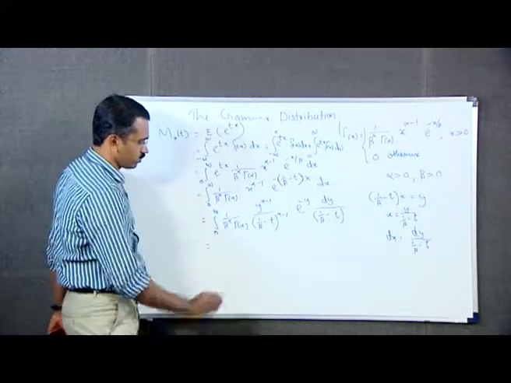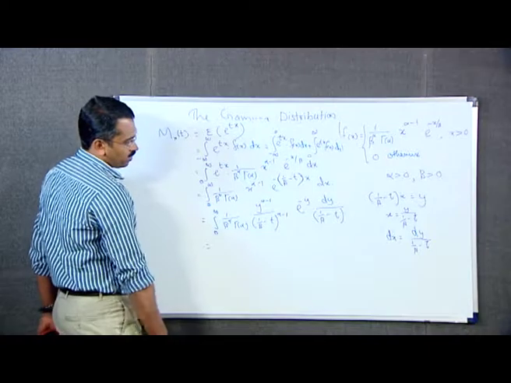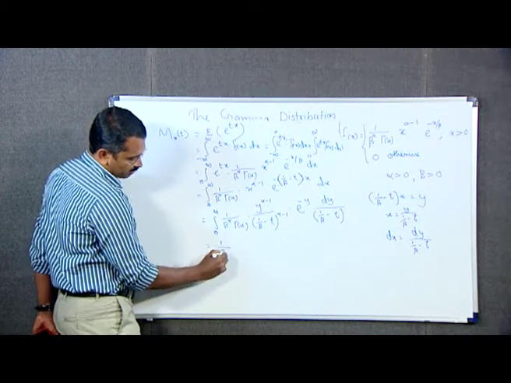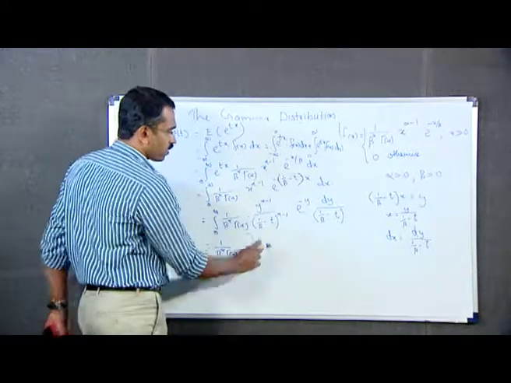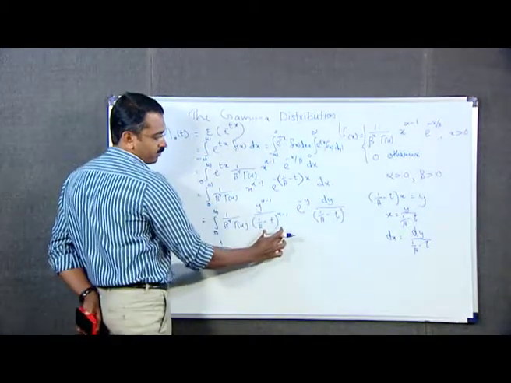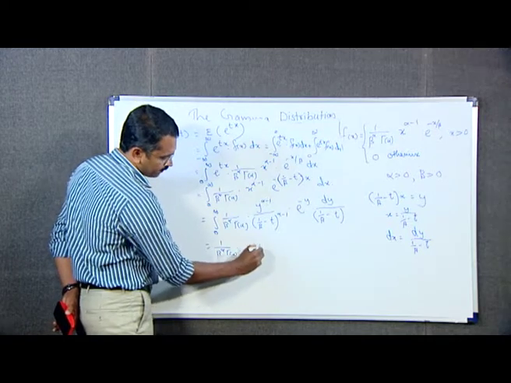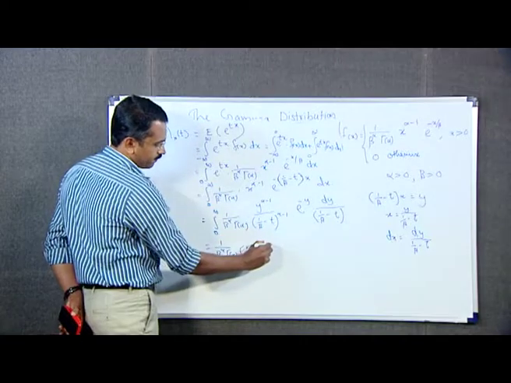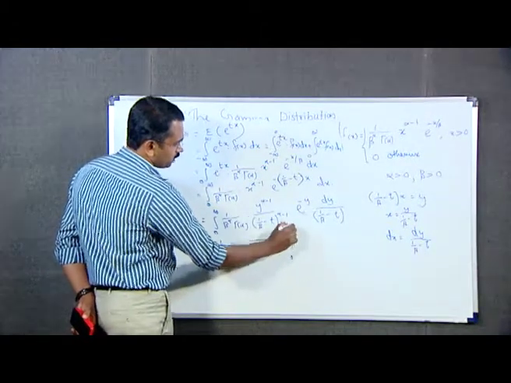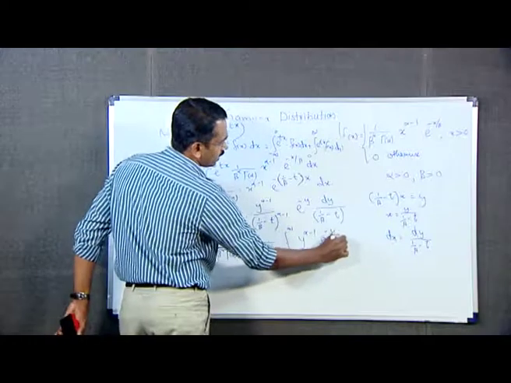This is equal to, here integration is with respect to y, therefore these terms are constants, that is 1 by beta raised to alpha into gamma alpha into, here in the denominator 1 by beta minus t all raised to alpha minus 1, and here is 1 by beta minus t, therefore these terms will become 1 by beta minus t all raised to alpha, into integral from 0 to infinity y raised to alpha minus 1 into e raised to minus y dy.